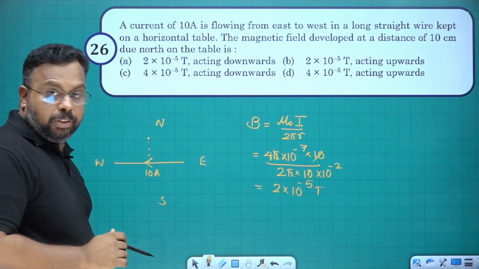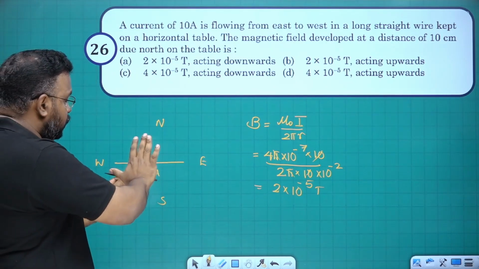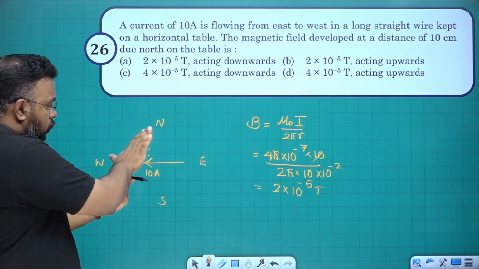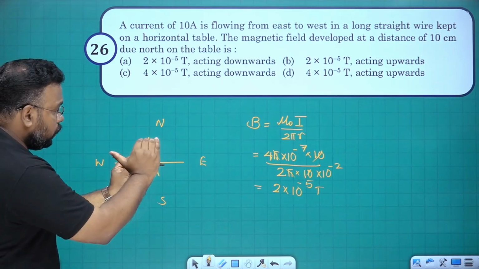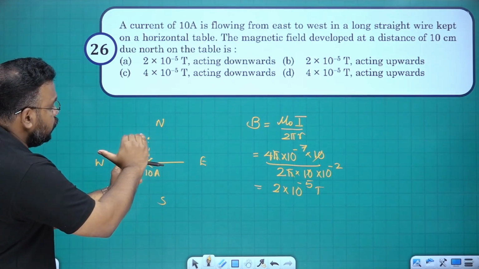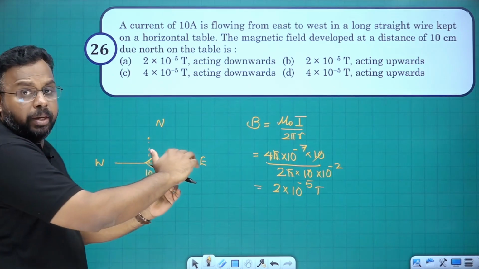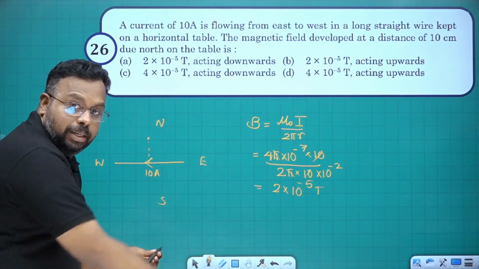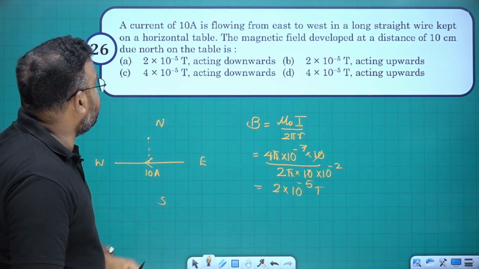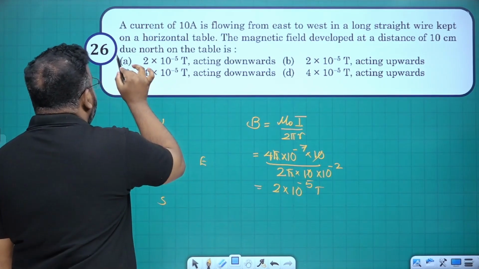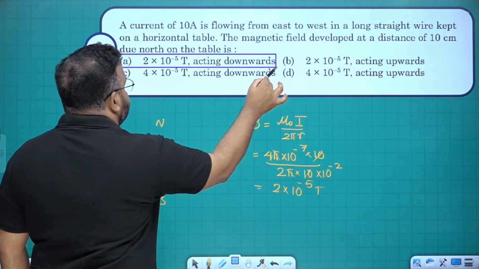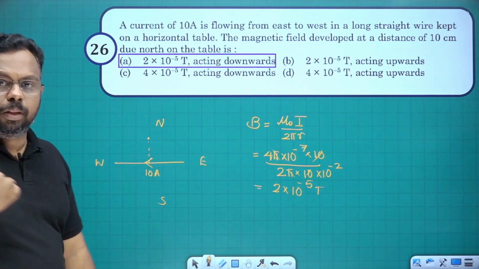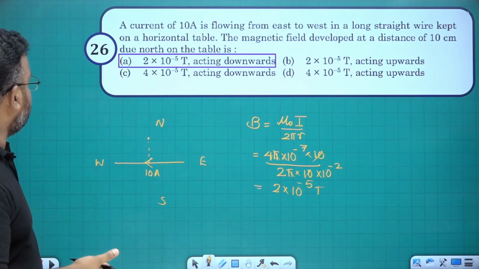So this is a table surface. You just assume, you can apply right hand thumb rule. If you are assuming this as a table surface, north is on that side. So if you are applying right hand thumb rule, you can see that the closed fingers are going inward. Closed fingers are going in. That means in means if you are taking the surface of a table means in means what? Down. Okay. So it is acting downwards. So option A is the right answer for this. Downwards. Clear?